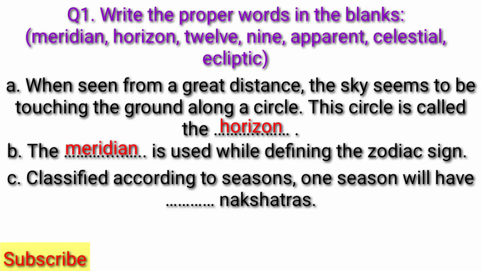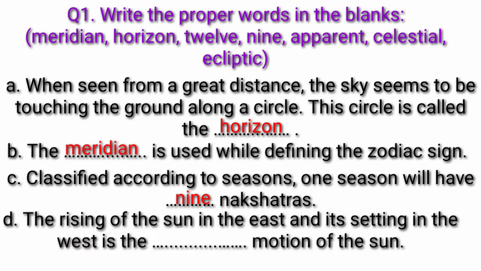Question C. Classified according to seasons, one season will have fill in the blank nakshatras. Answer. Classified according to seasons, one season will have 9 nakshatras. Question D. The rising of the sun in the east and its setting in the west is the fill in the blank motion of the sun. Answer. The rising of the sun in the east and its setting in the west is the apparent motion of the sky.